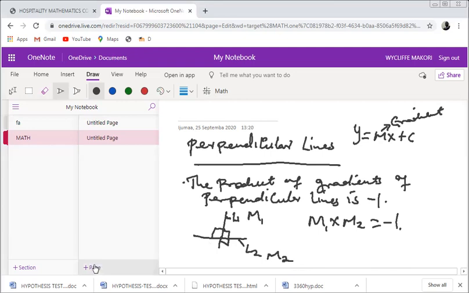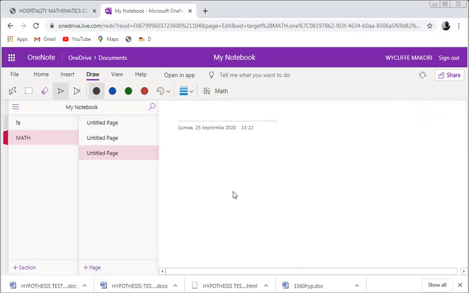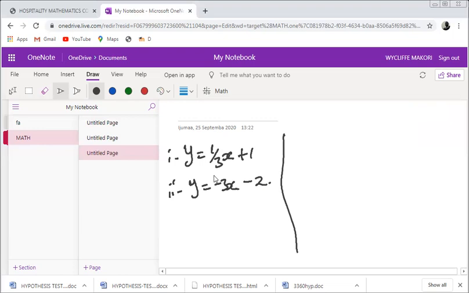We can have this other example whereby you are told that two lines have the following equations: y equals 1/3 x plus 1, and the other one is y equals -3x minus 2. Then you are told, without drawing, determine whether these two lines are perpendicular. Without drawing, you determine whether these two lines are perpendicular. What you need to do is to note the gradient of these two lines and then multiply them to confirm whether it is giving us -1 or not.